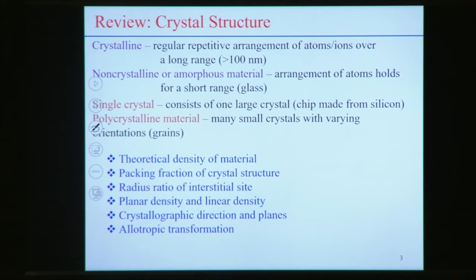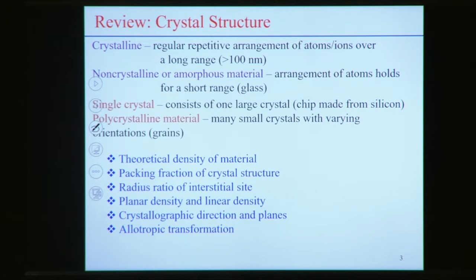But before doing that, we'll try to review what we discussed to analyze the crystal structure of different materials. So basic structures, for example, FCC, BCC and HCP structure. First, what is a crystalline material? A regular repetitive arrangement of atoms or ions over a long range, long range in the sense that it is more than 100 nanometers, is called a crystalline structure. But a non-crystalline structure or amorphous material has an arrangement of atoms that holds good only for a short range.